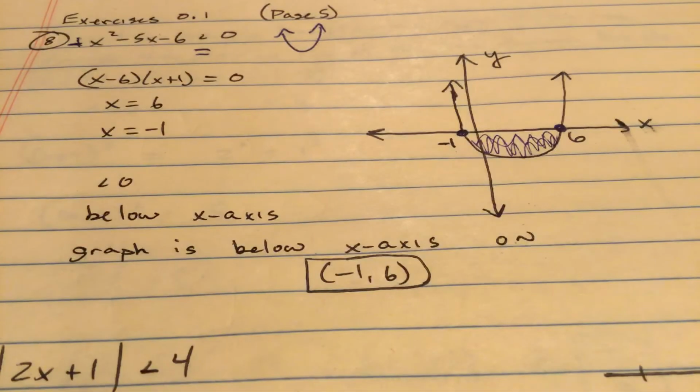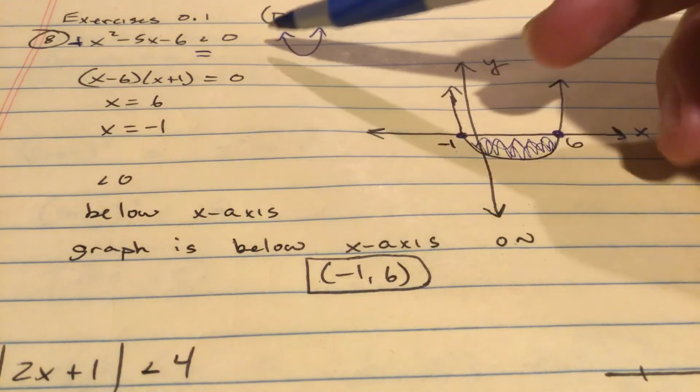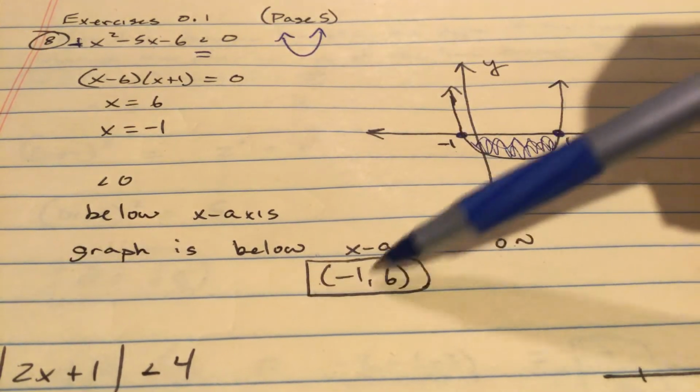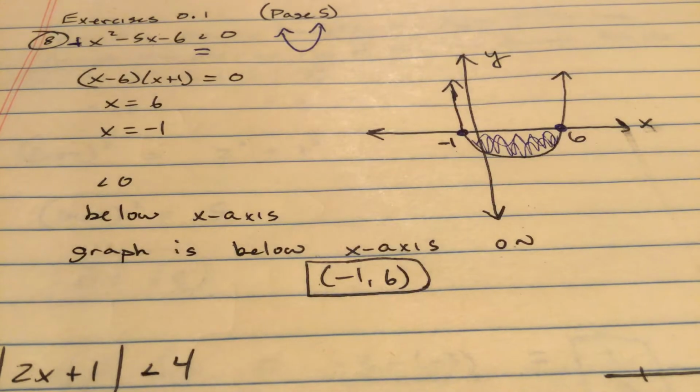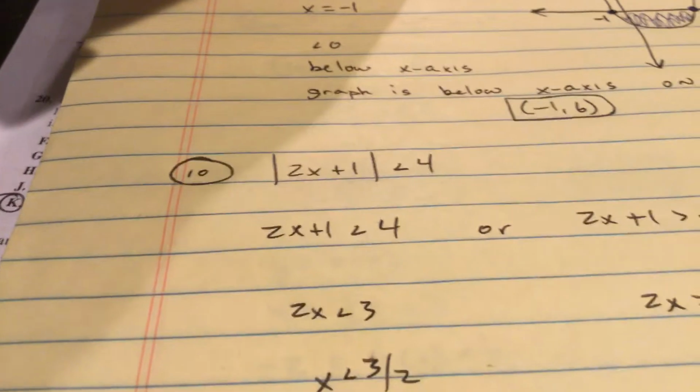Now, why did I use parentheses here, not brackets, which we might do eventually? Because it's less than. There's no equality. If it was less than or equal to, I would put a bracket around -1 and 6. But the graph is less than 0 between -1 and 6. Now, we might do one where it's greater than 0 sometime. I think actually as a bonus example, we've got that. But we will talk about that, obviously, in class.